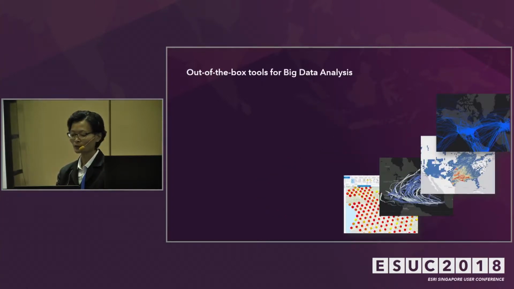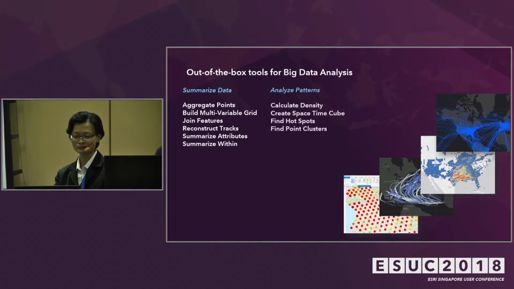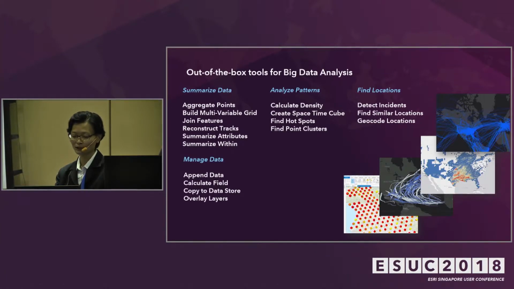With the out-of-the-box platform tools, you actually gain the capability to move from noise to intelligence, thus fulfilling your 5th V, which, if you remember, is to try to gain superior value out of your data. Now, your out-of-the-box tools include things like summarizing data, analyze patterns, finding locations, managing your data, and of course, using proximity tools.